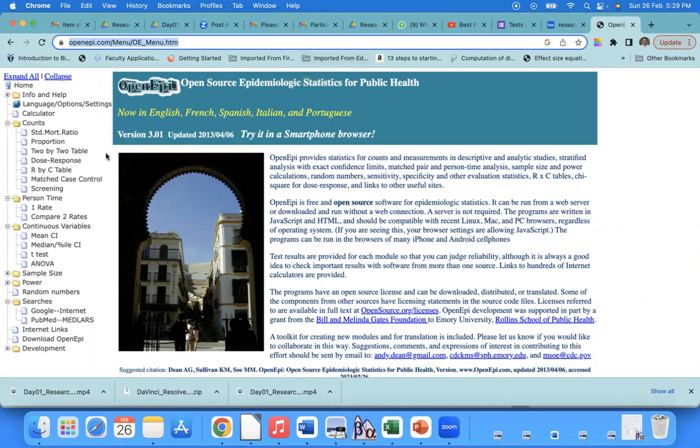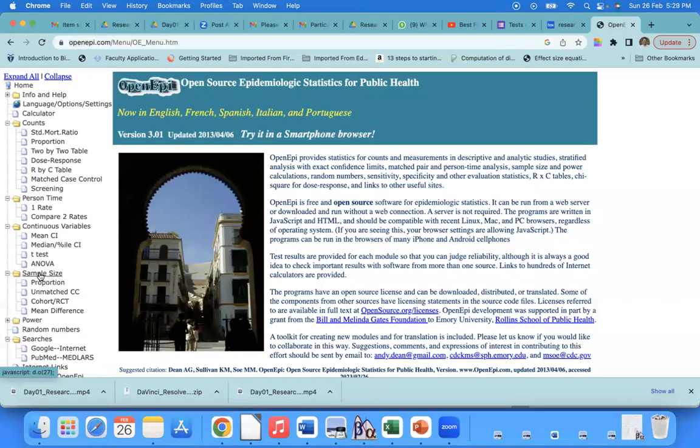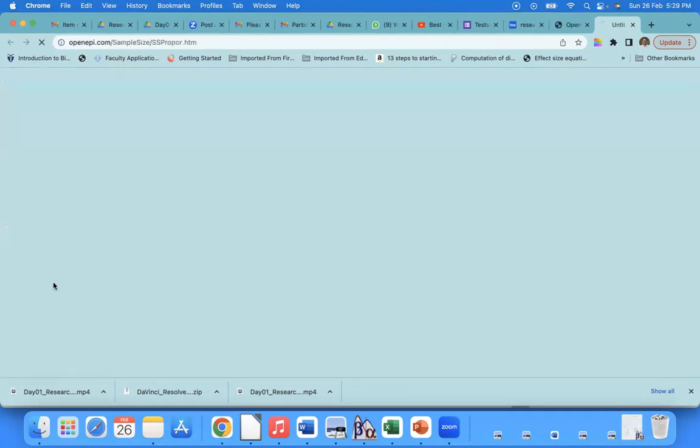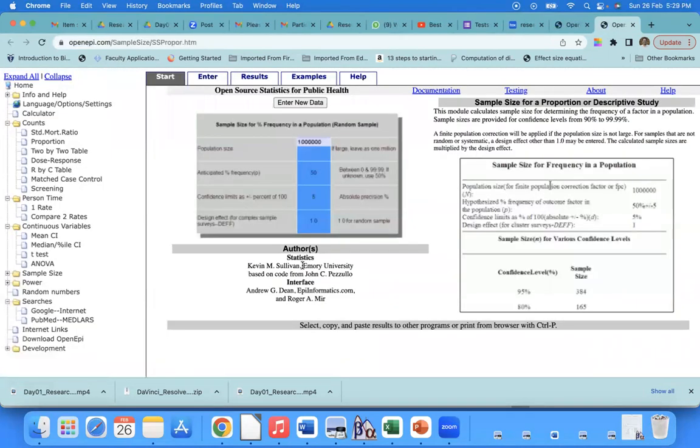In this, you just click on sample size, in the left side menu. There are different sample size options: proportion, case control study, cohort study, randomized control trial, mean difference. These are the various things. You click on proportion, and one page opens, enter new data.